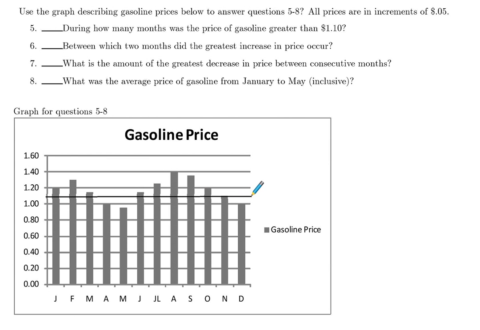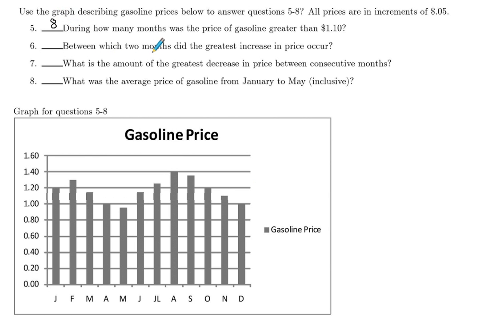And they're asking for how many months was it greater than $1.10? So I count 1, 2, 3, 4, 5, 6, 7, 8. 8 months it was greater. Here it's actually at $1.10. So that would be 8.